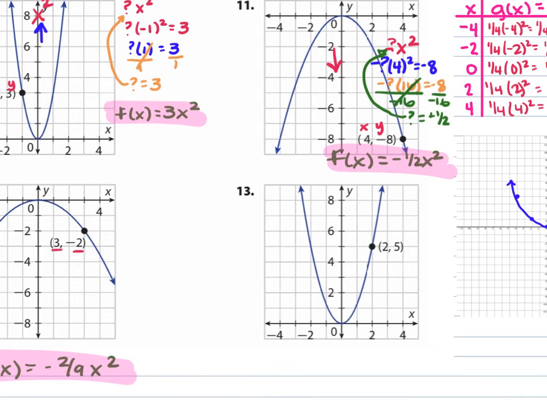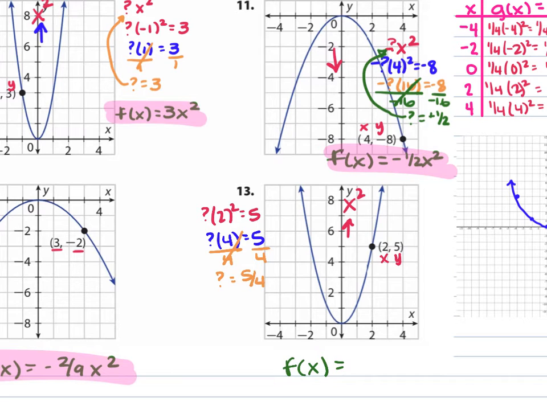For 13, our parabola opens up, so this is going to be a positive x squared. We have an x of 2 and a y of 5, so this is going to be something times 2 squared is equal to 5. The 2 squared is 4, so that's something times 4 is equal to 5. If we divide each side by the 4, we get that that something is 5/4. So this is going to give us f of x is equal to 5/4 x squared.